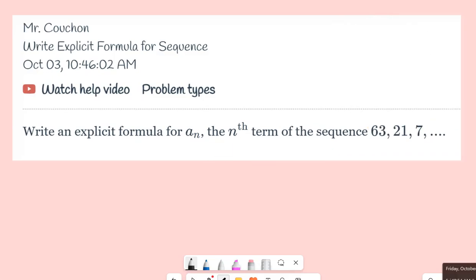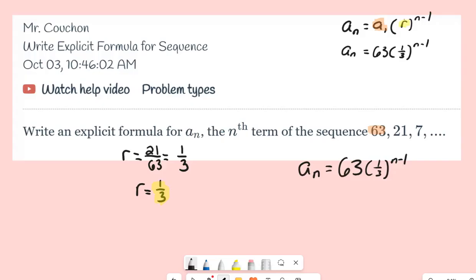All right, please try this one, and when you are done, unpause, and I'll have the solution. All right, we found out that the ratio here was 1/3, and the first term is 63. So the explicit formula for this geometric sequence is 63 times 1/3 to the power of n minus 1.